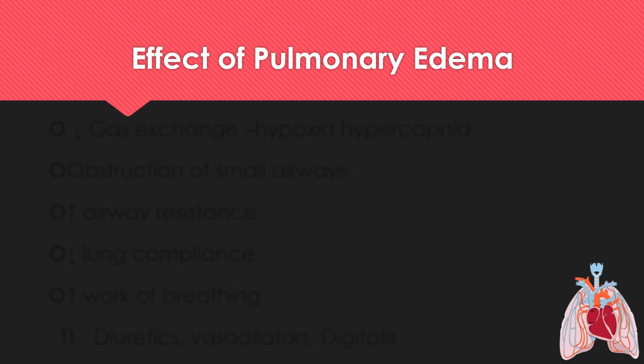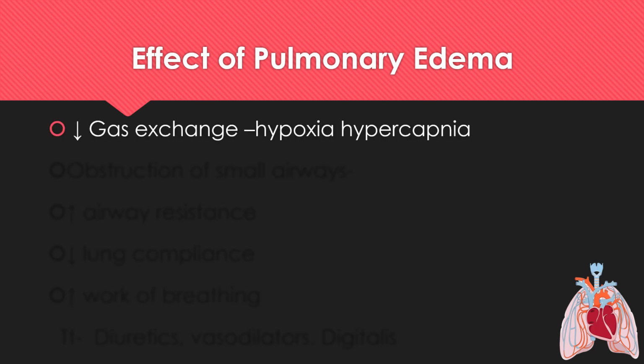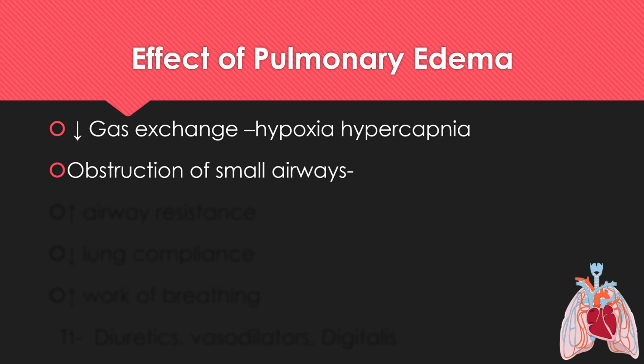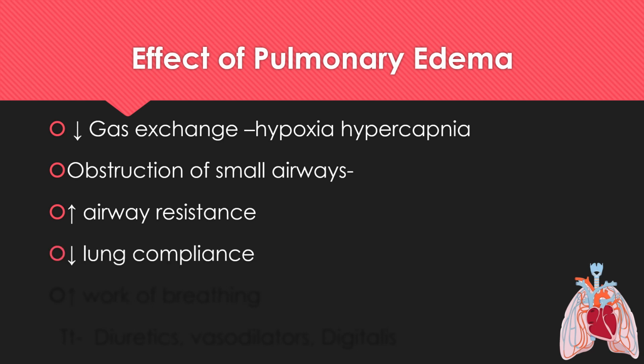As for the effect of pulmonary edema, it decreases the diffusion of gases, so gas exchange decreases. There will be obstruction of small airways, which can increase the airway resistance, decrease the lung compliance and increase the work of breathing. So patients with pulmonary edema have to be treated with diuretics to reduce the load, and vasodilators and digitalis.